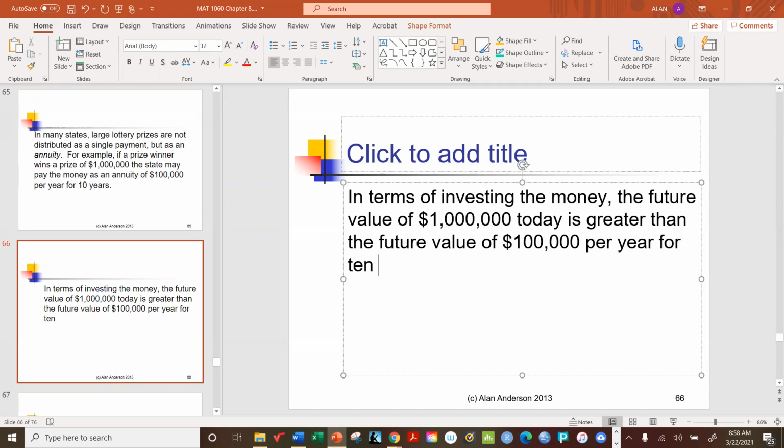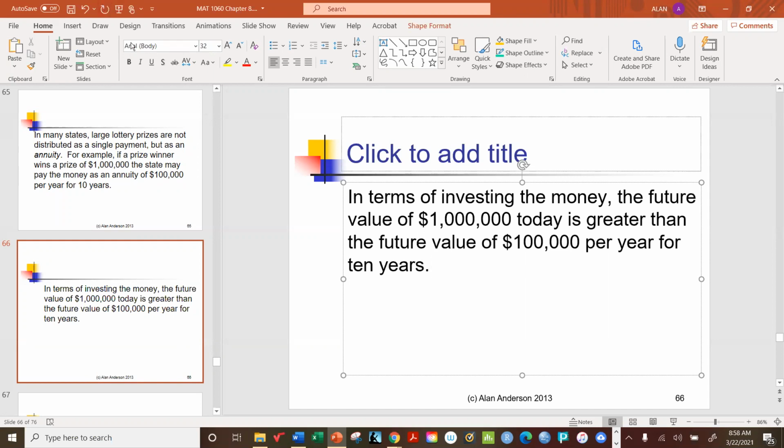Now we can't prove it just yet, but we will. By the time we're done with this discussion, we will be able to prove this. Okay. In fact, we'll do this at the end. I'll show you how much of a difference it makes. So $1 million today versus $100,000 per year for 10 years.